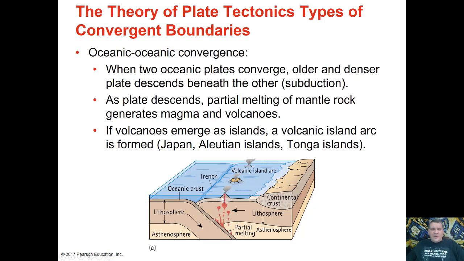But these volcanoes are going to happen along an arc on the other side of where the two plates are coming together. Okay, so we form these volcanic island arcs. Some examples of these are Japan, the Aleutian Islands, and the Tonga Islands.